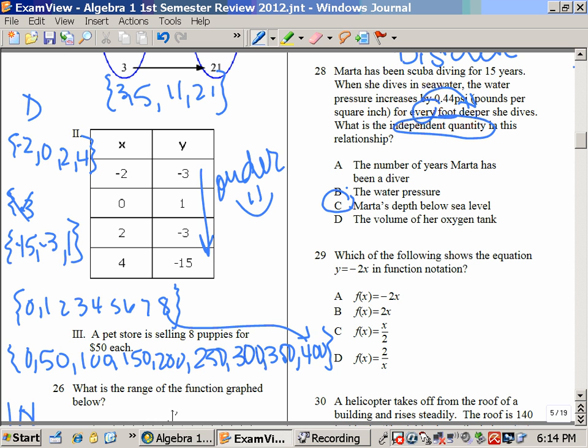Number 29, we have to put it in function notation, so I have to use f of x equals negative 2x. Simply, that is A.